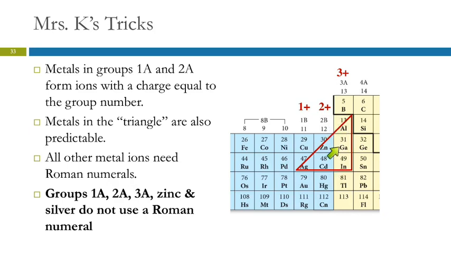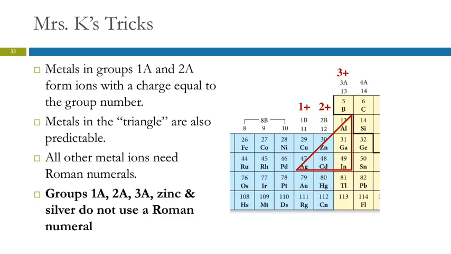But here, aluminum, gallium, indium, there's 3 of them. Here, there are 3+. Down here in the triangle, we have 2 of them. They're +2, and here's silver at the point, and there's a +1. You can also think of going downstairs, 3, 2, 1. Okay? So, groups 1A, 2A, 3A, zinc and silver, no Roman numeral, because you don't need it.